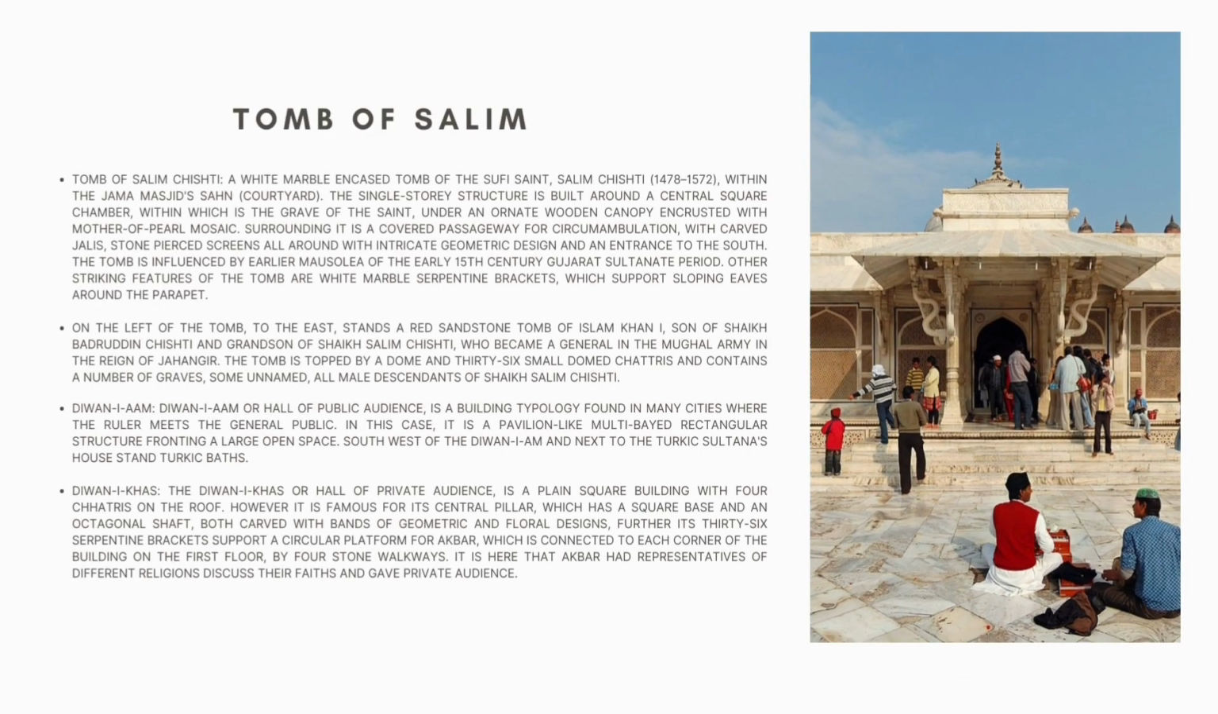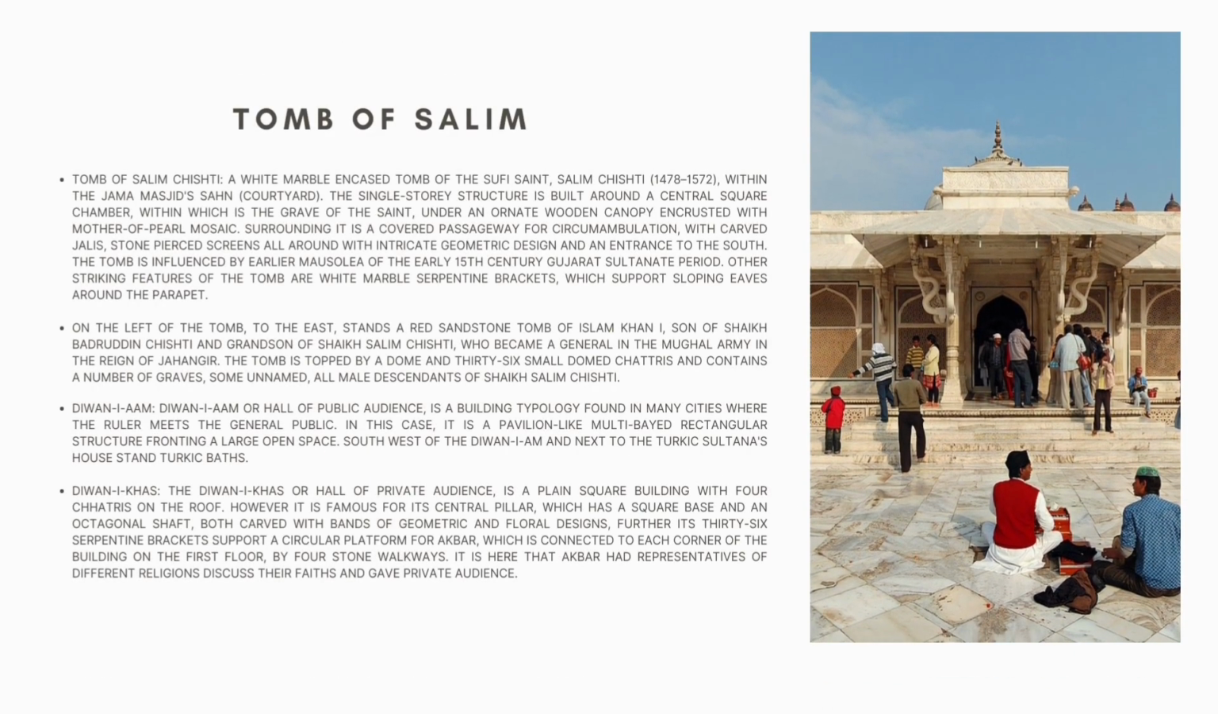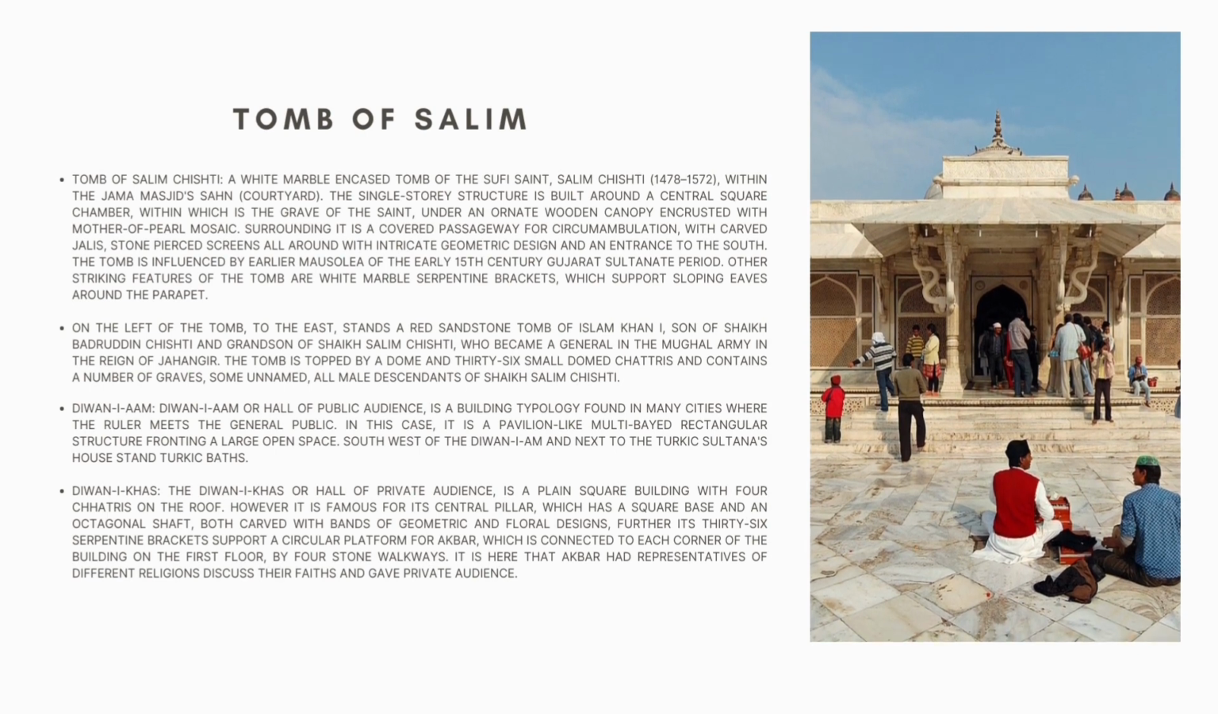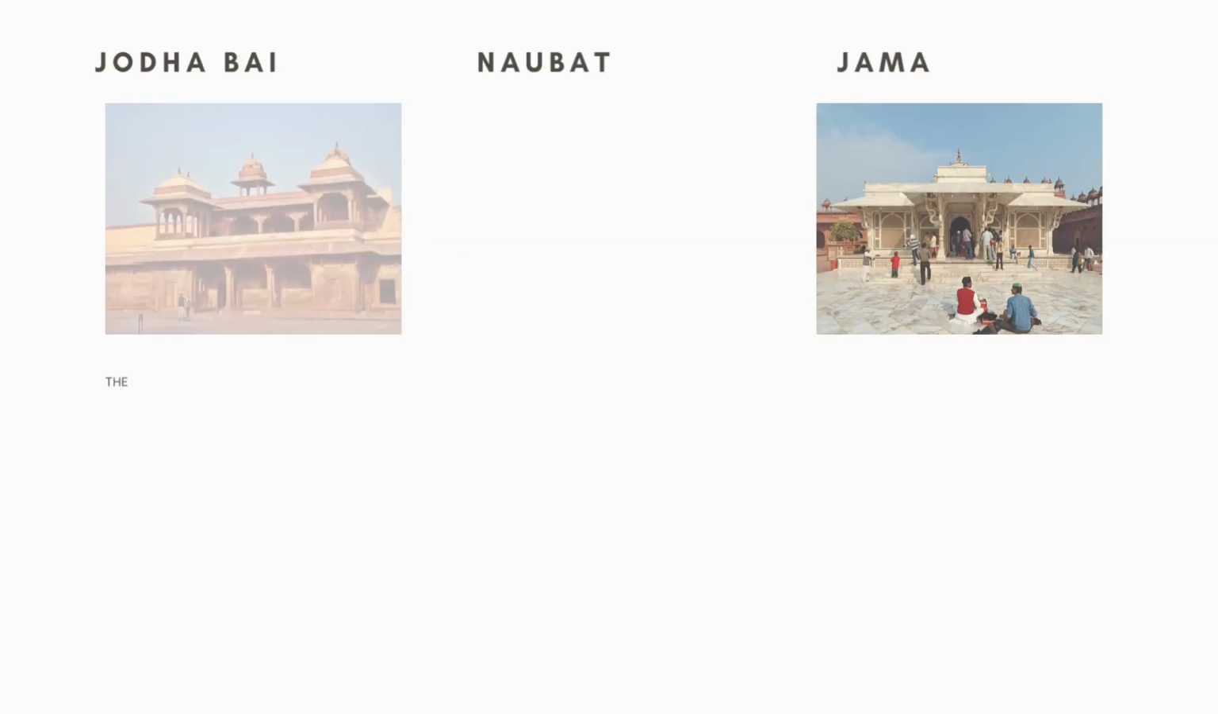The second one is the Tomb of Salim. The single-story structure is built around a central square chamber within which is the grave of the saint, under an ornate wooden canopy encrusted with mother-of-pearl mosaic.